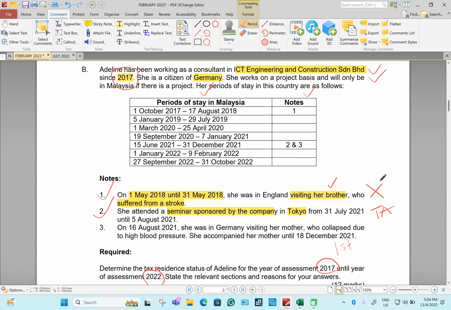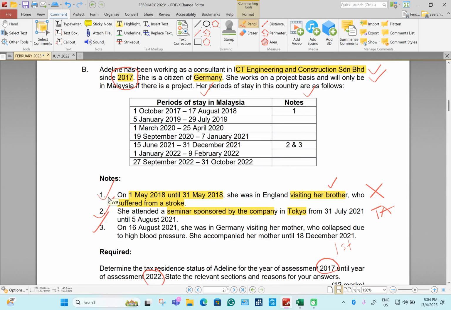Okay, now we go to number 3. On 16 August 2021, she was in Germany visiting her mother. Why? Her mother collapsed due to high blood pressure. So meaning to say her mother was sick.